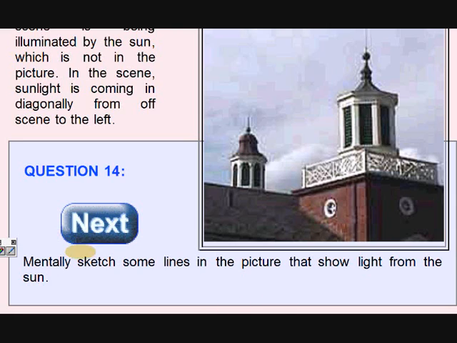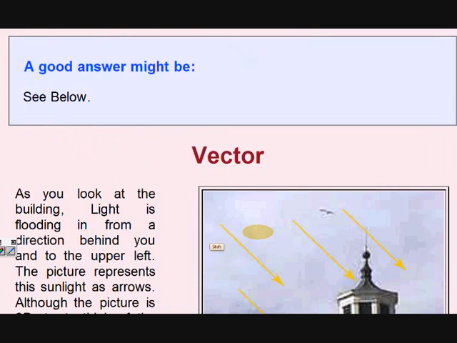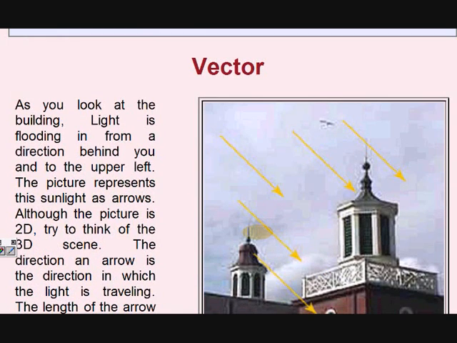Mentally sketch some lines in the picture that shows sunlight from the sun. Okay, in this picture there is sunlight. Why don't you sketch some rays, how it comes? The answer is, look below. Yes, the sunlight comes from this direction and it has been beautifully represented like this.